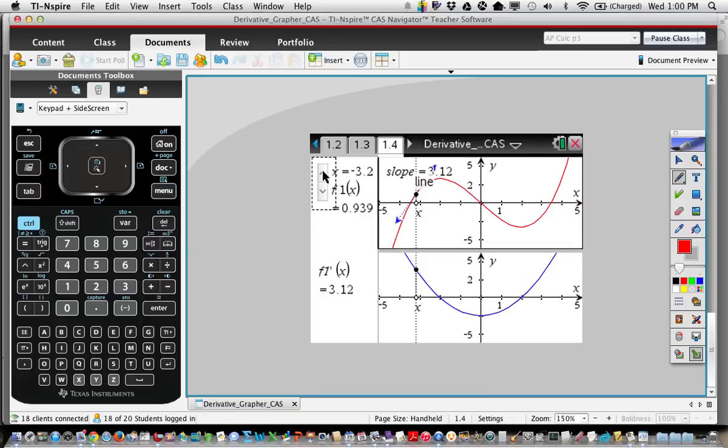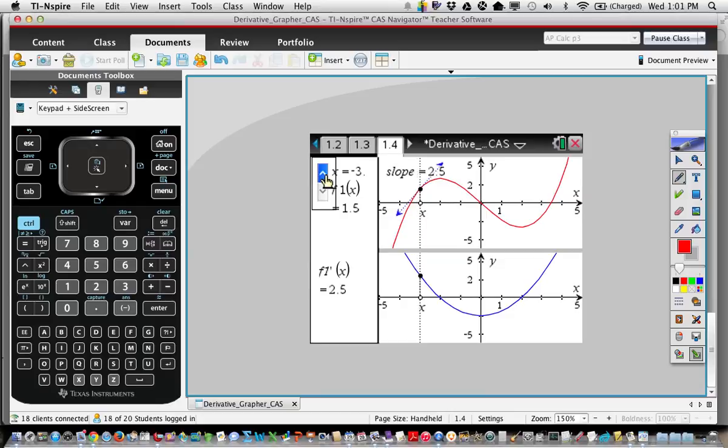Now, what I want you to notice is this blue line here has a slope. It's positive. It's fairly steep. It's 3 point something. Down here, we have a dot where we've plotted 3.12 as our y value. Now, when we hit that little up arrow, it will make our line go to the right a little bit. And what's happening to that blue slope? It's getting less. It's still positive. This red graph, the f graph, is still going up, but the slope is getting smaller.